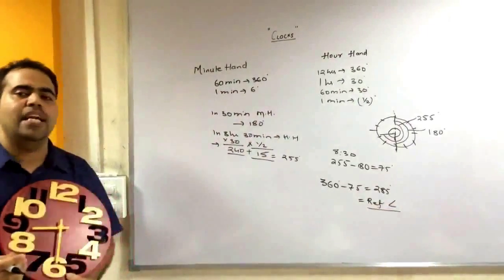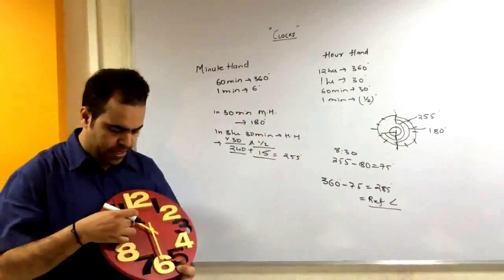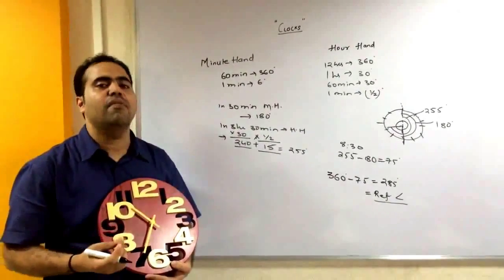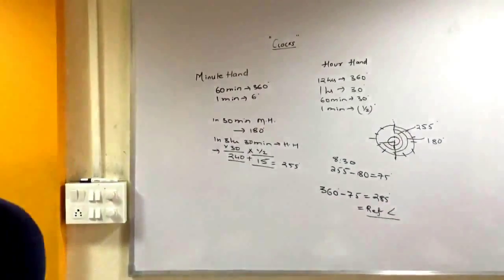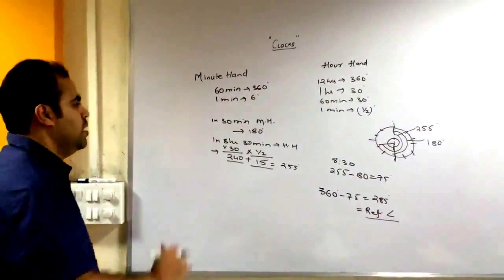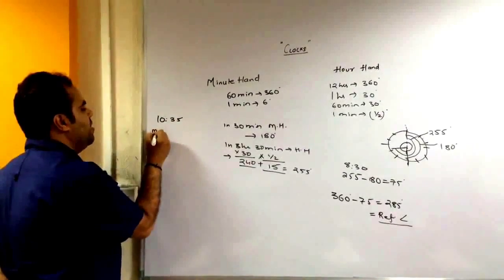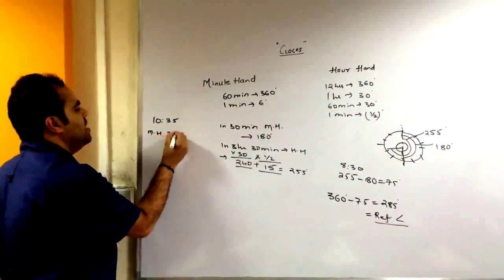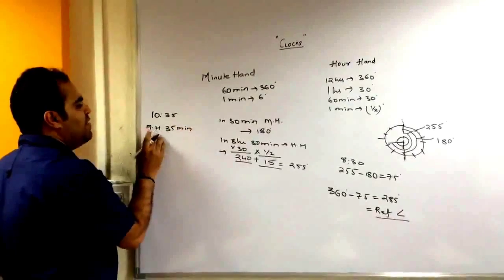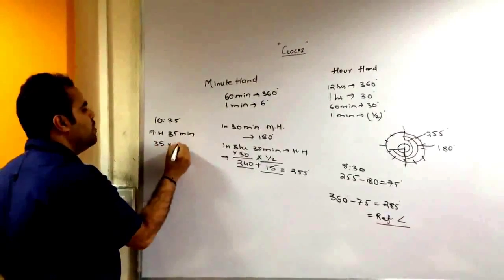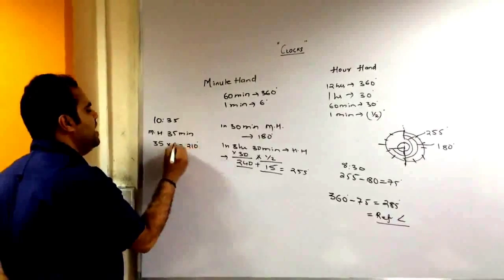Let's take another example. Let me ask you a question. Let's say the time is 10:35. So at 10:35, what will be the angle? So let's understand this. At 10:35, what exactly will happen? So this is my time, 10:35. What will happen with the minute hand? The minute hand will travel for 35 minutes. That means 35 into 6 degrees, which will be precisely equal to 210 degrees, right?